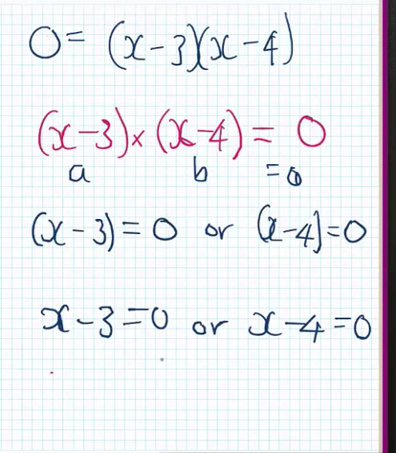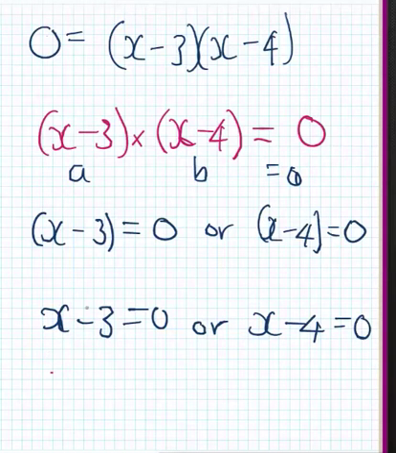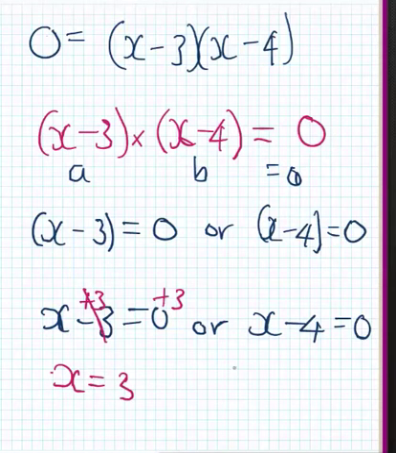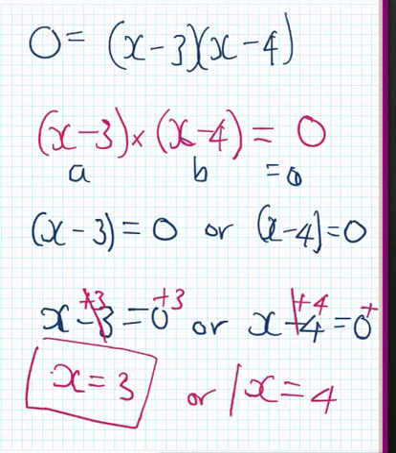And now we just solve this as we normally would. If we want to get x on its own and solve for x, well, we have to plus 3 on this side and plus 3 on that side. So x will equal positive 3. Or we can have plus 4 on this side, plus 4 on this side, and x will equal positive 4. And we're done. These two numbers, so x equals 3 and x equals 4, are our solutions.